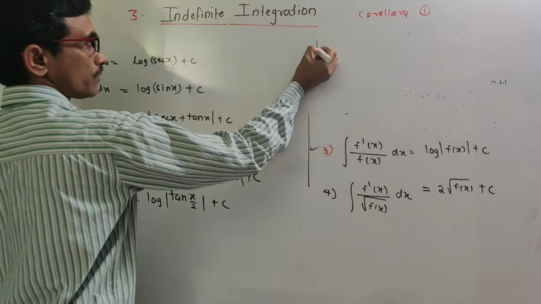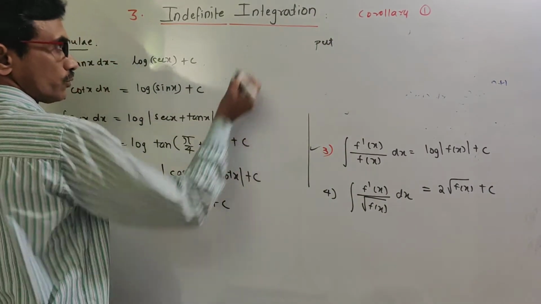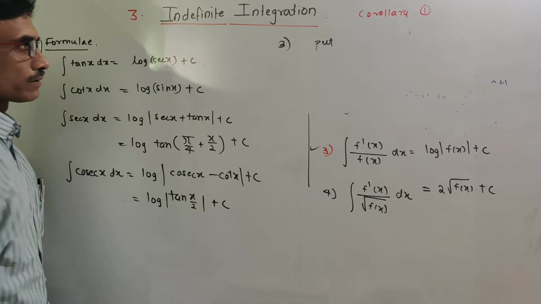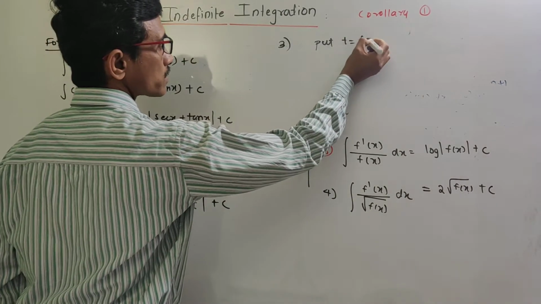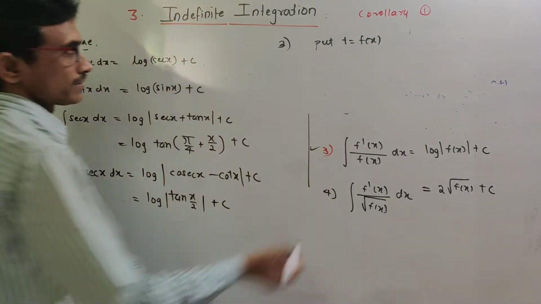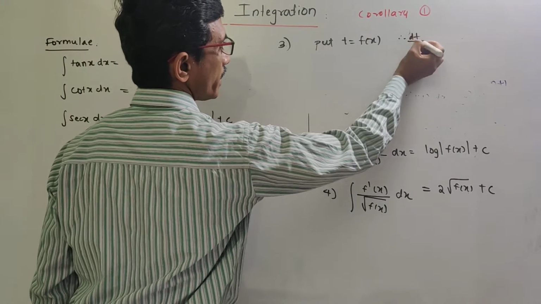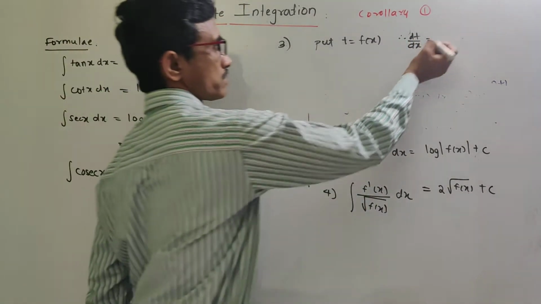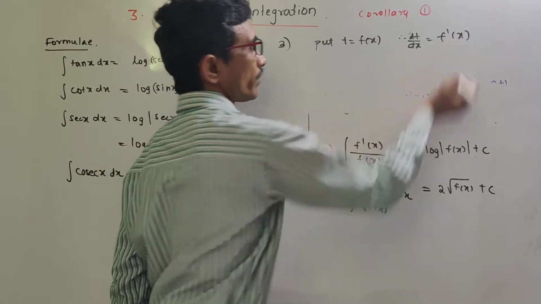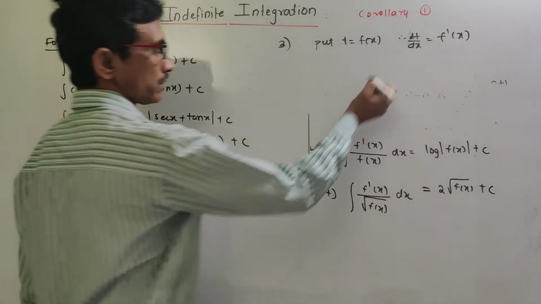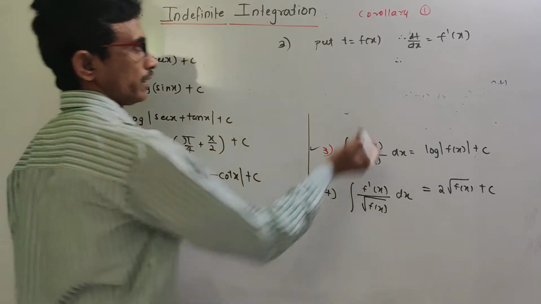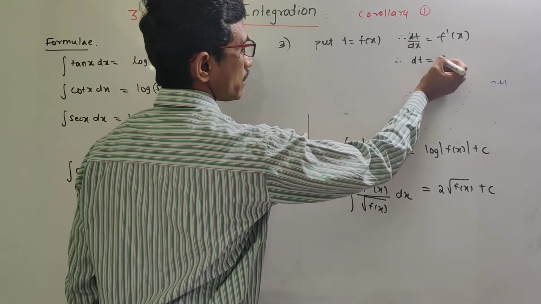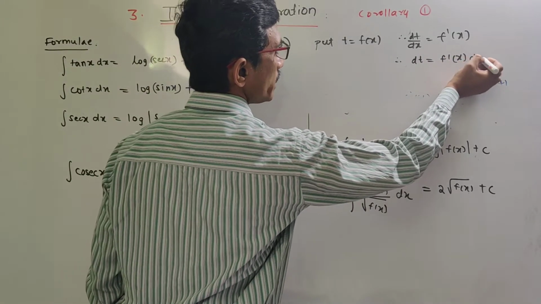Then we put t is equal to f of x. Proof of corollary 3. Put t is equal to f of x. Therefore dt by dx is equal to the derivative of f of x with respect to x. It is f dash of x, and we will get dt is equal to f dash of x into dx.